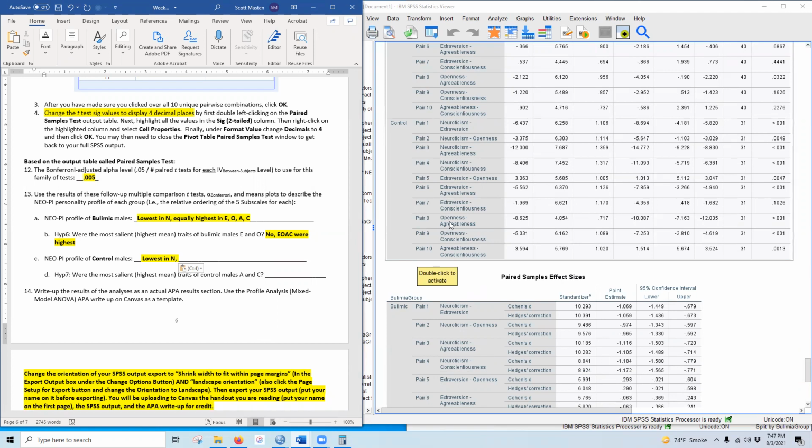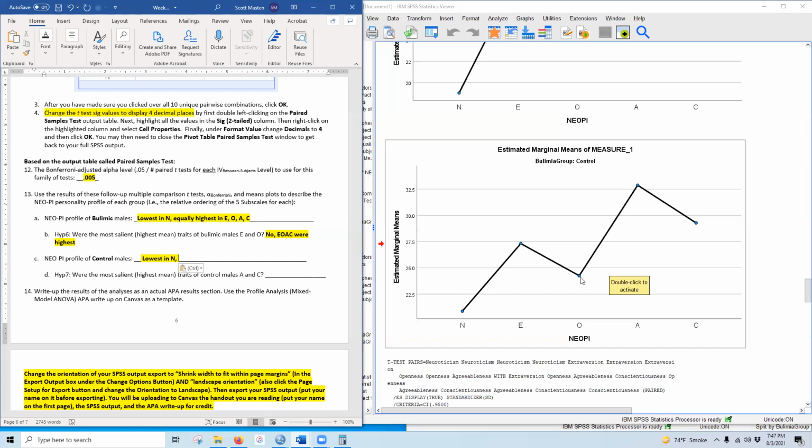So now we're at openness, right? So openness differed from agreeableness, differed from conscientiousness. So O differed from agreeableness and it differed from conscientiousness, right? So what's that tell us? So O was lower than agreeableness and conscientiousness. Well, wasn't O also lower than E? Didn't we just determine that, or E was higher than O? Yeah. So what's going on here?